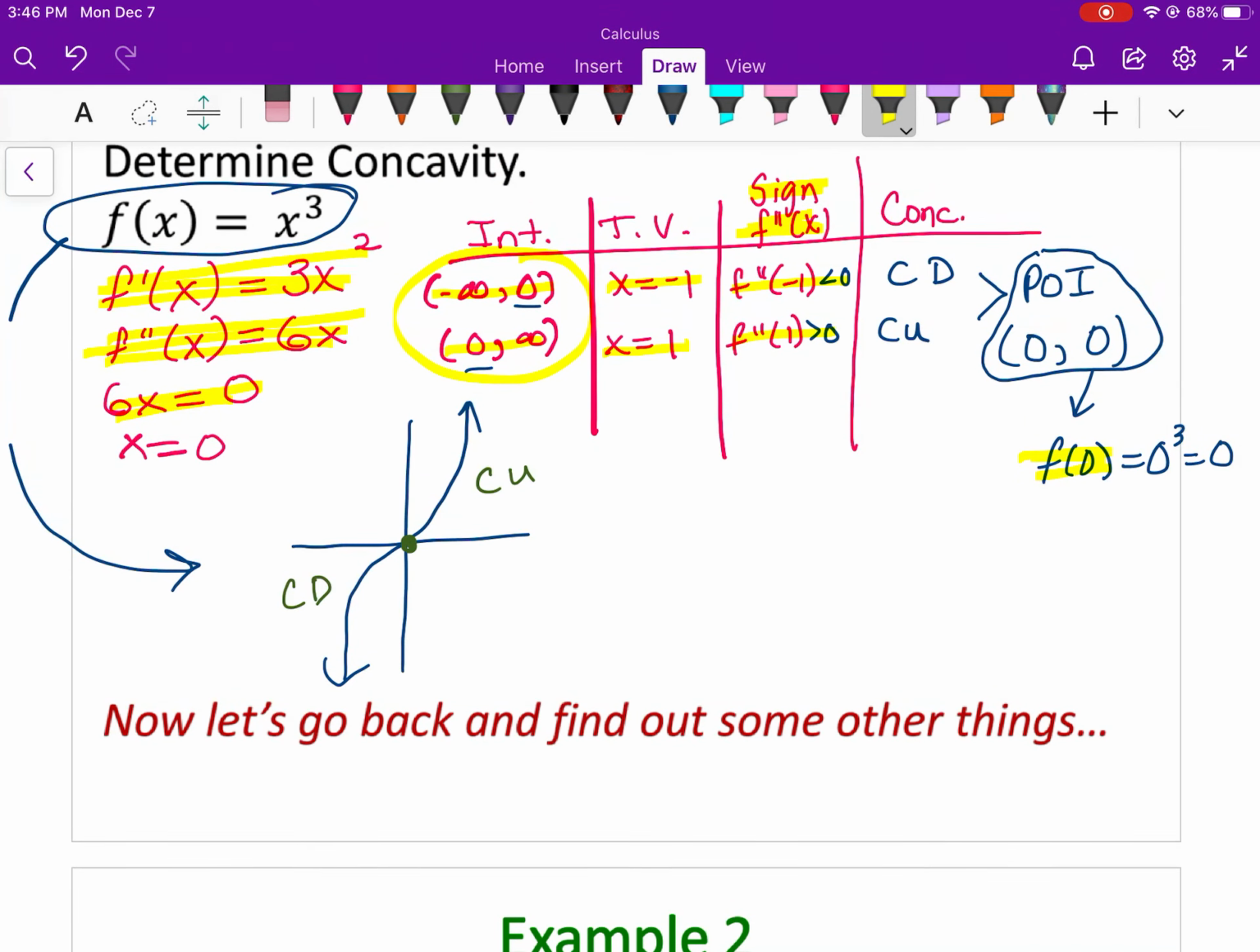Then we looked at the graph of x to the third from pre-calculus, and we know that's the general shape. We know it's going like this. We know it's concave down, then concave up, which fits what you found in the table.